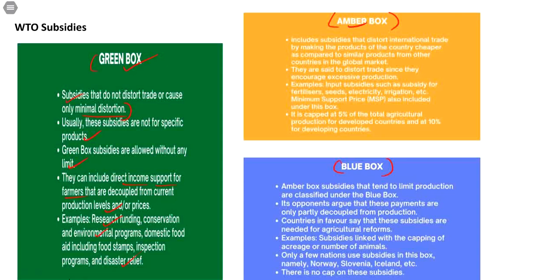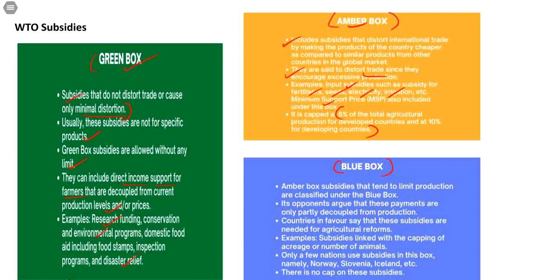Moving on to amber box subsidies, it includes subsidies that distort international trade by making the products of the country cheaper as compared to similar products from other countries in the global market. They are said to distort trade since they encourage excessive production. Examples include input subsidies such as subsidy for fertilizers, seeds, electricity, irrigation, minimum support price, etc. And it is capped at 5% of the total agri production for developed countries and 10% for developing countries.